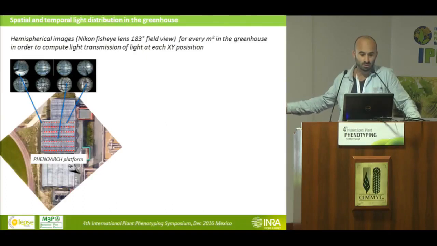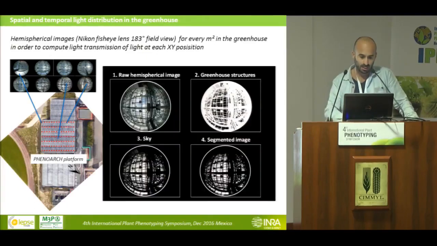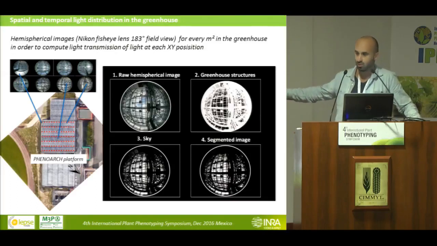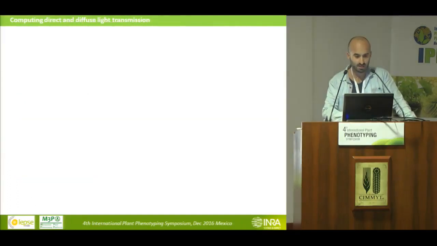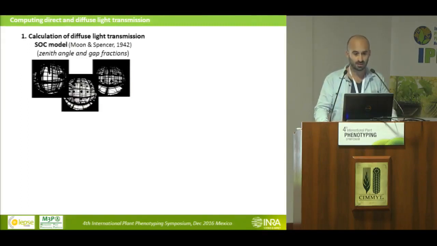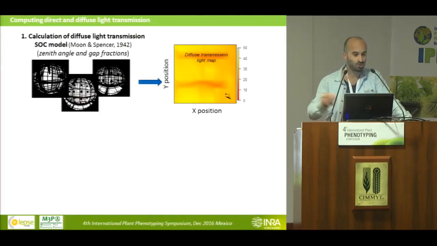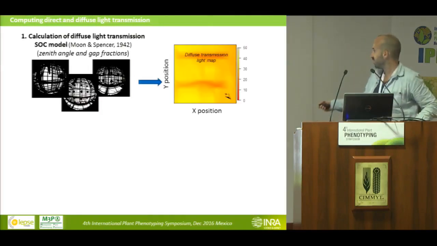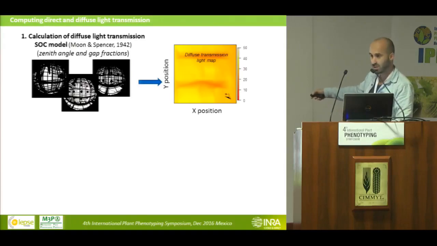So what we did, we took hemispherical images of the roof of the greenhouse every square meter, and then we analyzed those images for extracting the part of these images that are related to the structures and what was the sky. And we used these hemispherical images for two things. First, we calculated the amount of diffuse light that is transmitted, and we used a standard overcast sky model that takes into account the zenith angle and the gap fractions. And then we interpolated these results to the rest of the greenhouse, and we obtained this kind of light map that is showing how diffuse light is transmitted in the different positions of the greenhouse.